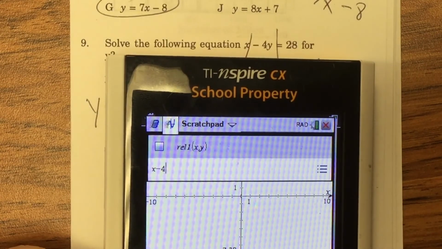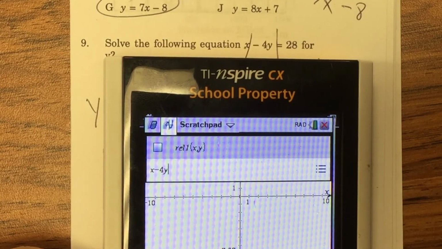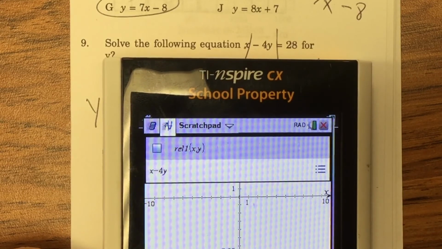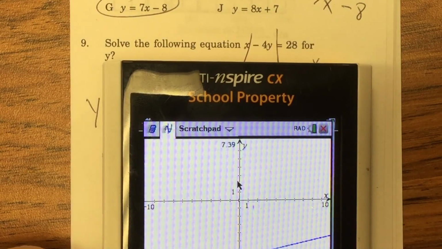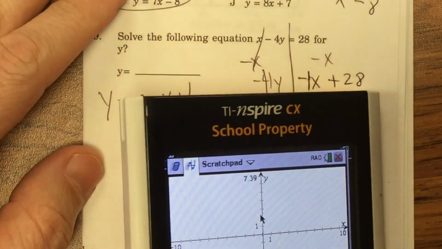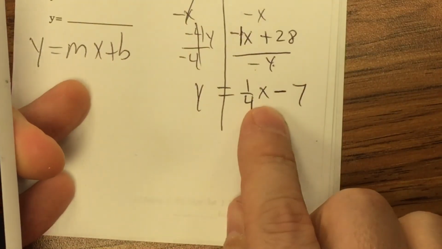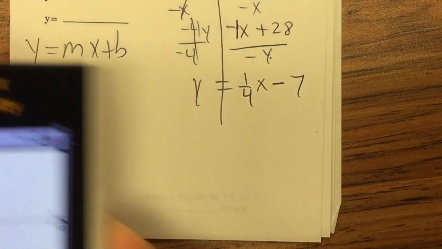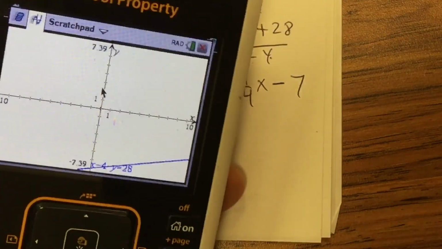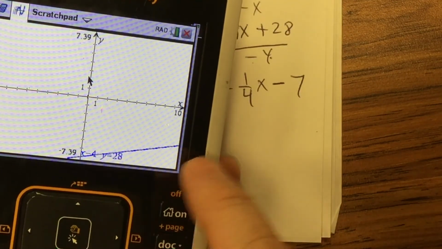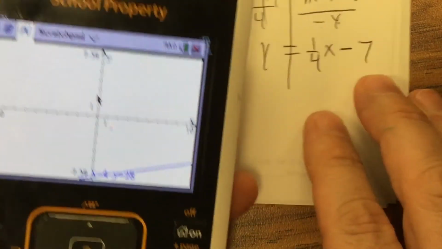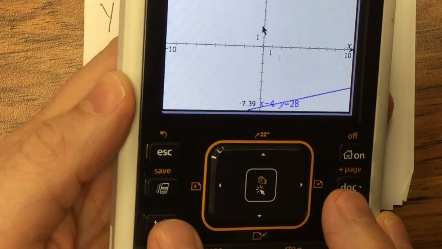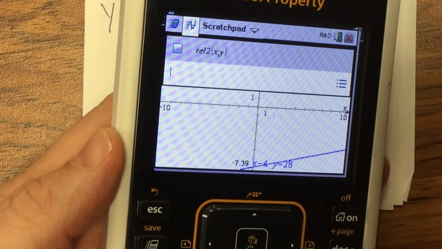X minus 4y equals 28. Okay, I'm going to get a graph. Now, you're asking me, how is that going to help me? Well, on a multiple choice test, they're going to have 4 answer choices, and one of them is going to be this. You could graph all 4 answer choices. The correct answer choice will give you the exact same graph as the one I just put in. Okay, so let's hit Tab to get another graph in there.